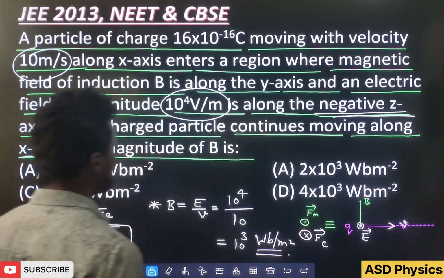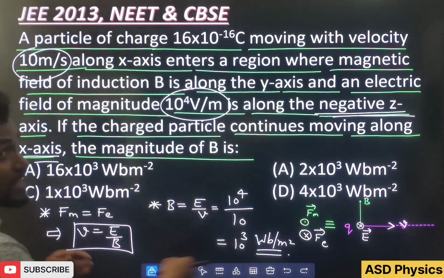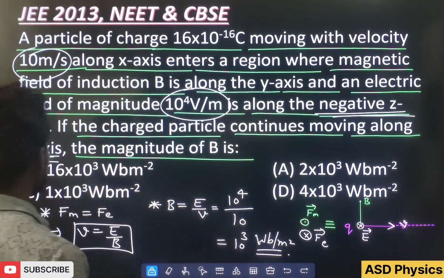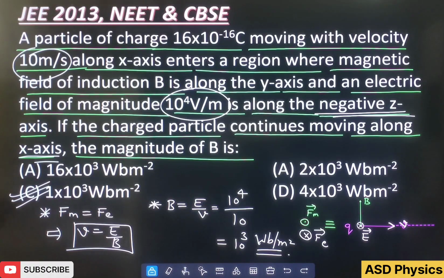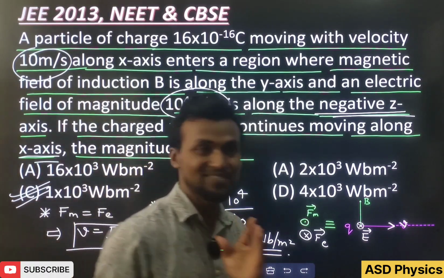Okay, so this is the answer, B. B is in which direction? Along y direction, 10 to the power 3. So the correct option here is option C. Understanding the direction is very important.